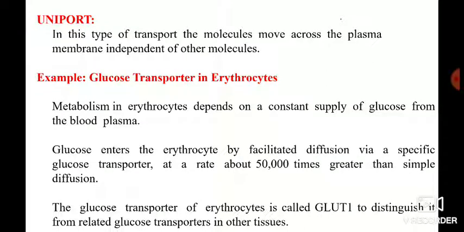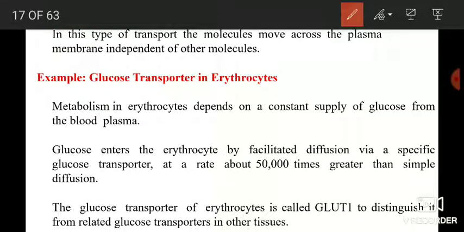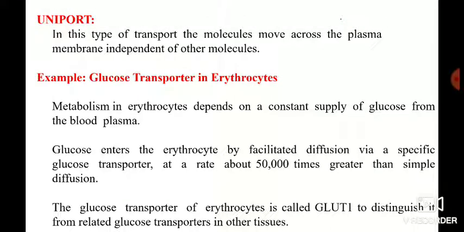Welcome back again. My dear students, today we will briefly explain the concept of uniport and coport. First of all, uniport.